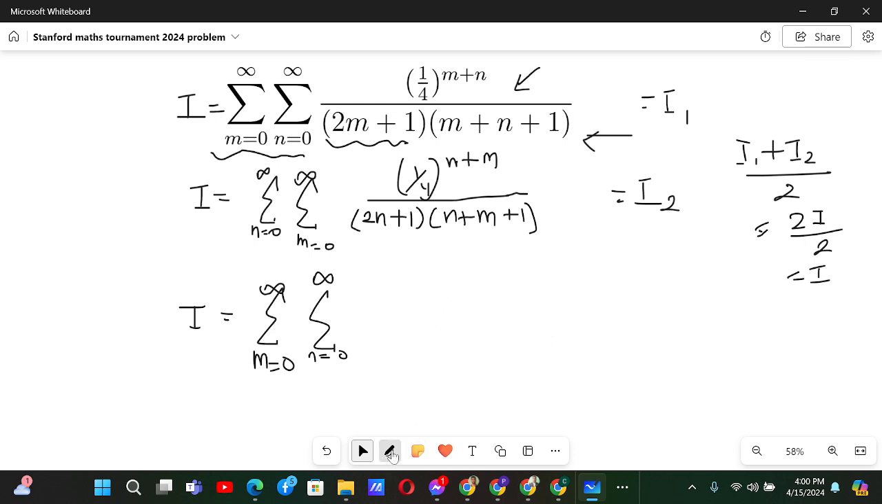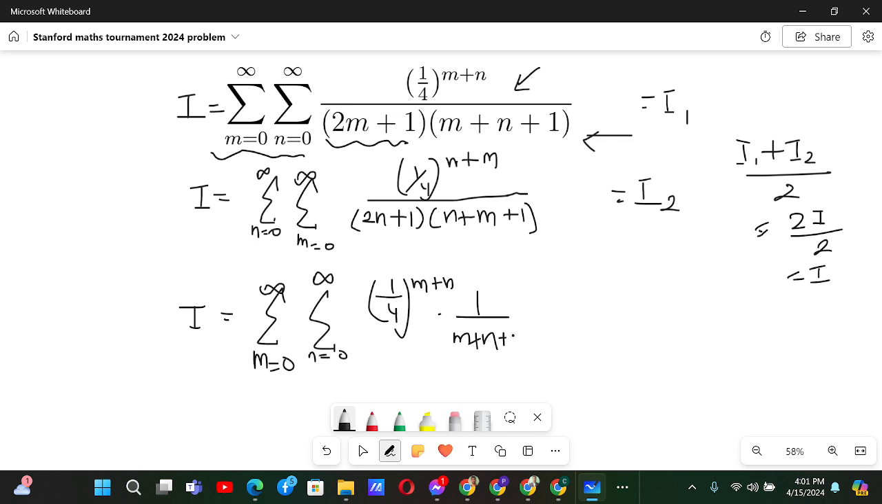So what I can basically do is take 1 by 4 to the power m plus n, and from their addition we take this expression as common, 1 by m plus n plus 1, and then we find the average of these two expressions, 1 by 2m plus 1 plus 1 by 2n plus 1, by 2. What I basically did is I took these two expressions as common because they were in both the sums, and we find the average of this expression.